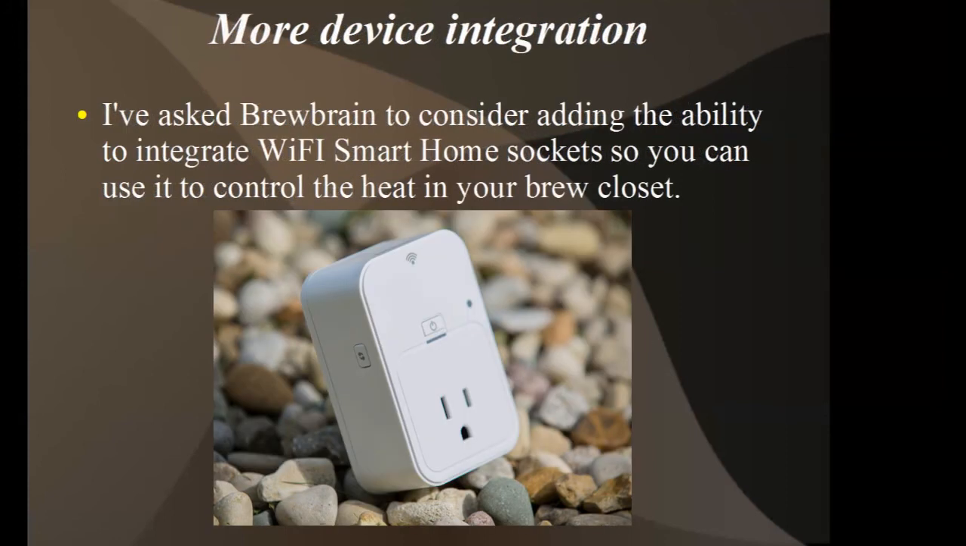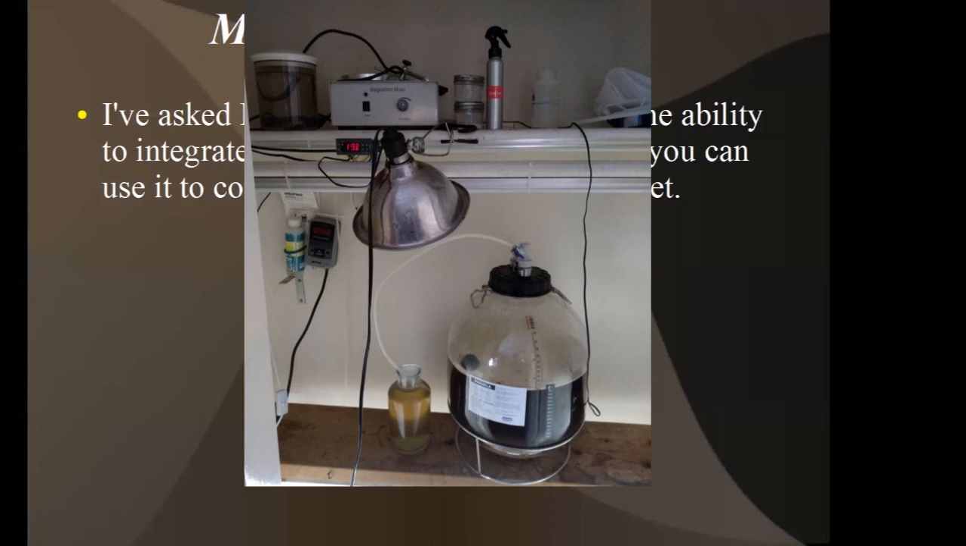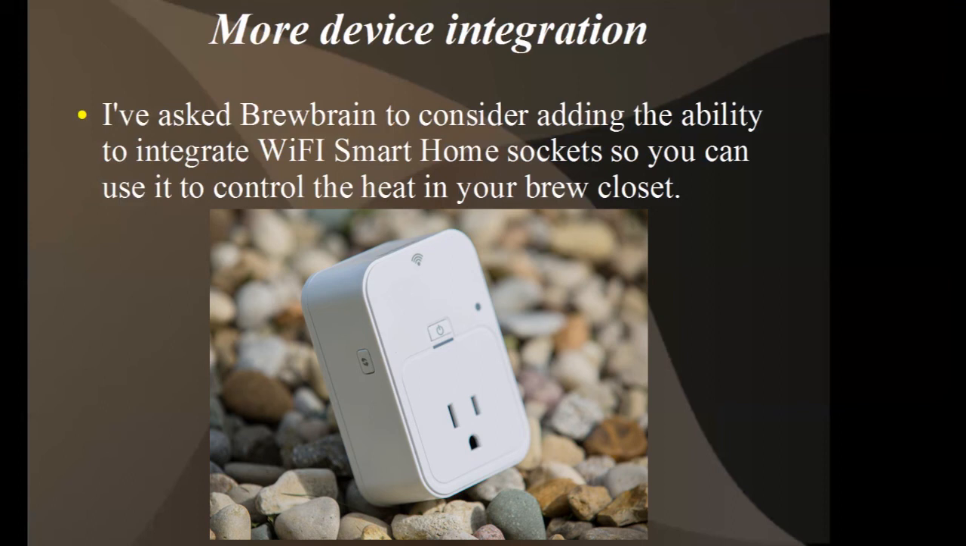More device integration. I presently have, this is what my brew closet looks like, and in the upper left here you can see my inexpensive little controller that a lot of homebrewers use, the SC1000, and that controls a power bar, which in turn controls that light that's got one of those ceramic chicken coop heaters in it, and that's what keeps the closet at a constant temperature, which right now I've got set to try and maintain a range between 19.5 and 20 C, which is apparently the optimal temperature for the yeast that I'm currently using.